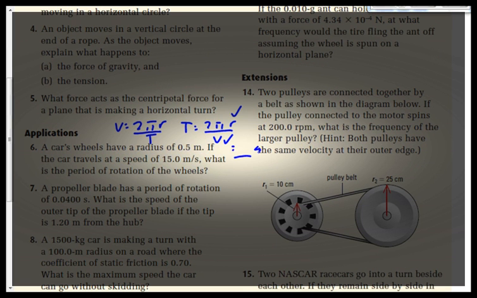Does that make sense? Now, some of you may have been trying to use a is equal to v squared over r, or F is equal to mv squared over r. Are those valid equations for this problem? Sure they are. We've got an object moving in a circle. Anytime you have an object moving in a circle, there is a centripetal acceleration and a centripetal force. We're allowed to try those equations. You're not going to get the wrong answer with those equations.